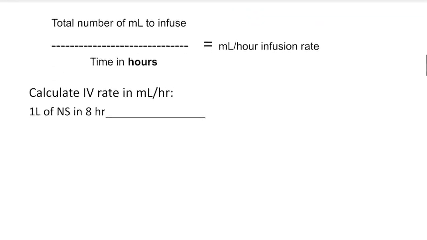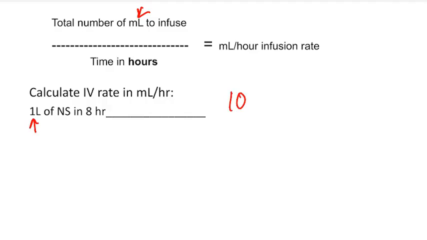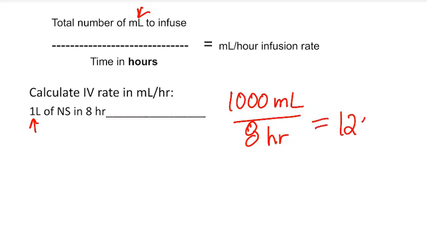Trying another one. Calculate the IV rate in mils per hour. We have 1 liter of normal saline in 8 hours. So what is my total number of milliliters to infuse? Well, I know that 1 liter is 1,000 milliliters. I need to convert that, and I divide it by my time in hours, which is 8 hours. So I go to my calculator and I take 1,000 and divide that by 8 hours, and I get 125. I go to my line and I write 125 milliliters per hour as my final answer.